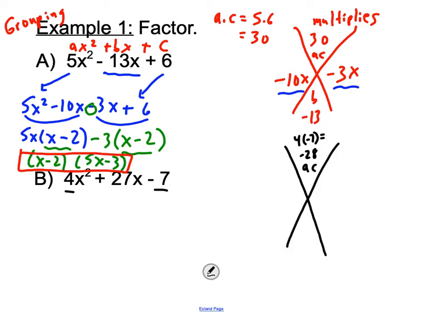And adds to give me the B term. What's my B term there? 27. So what multiplies to give me negative 28 and adds to give me 27? That would be a 28 and negative 1.